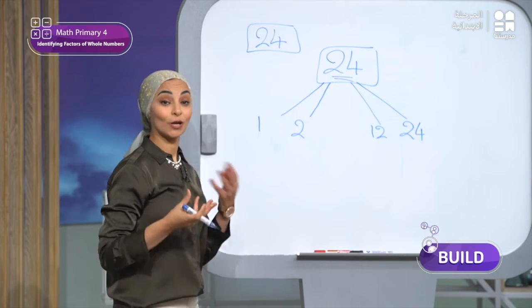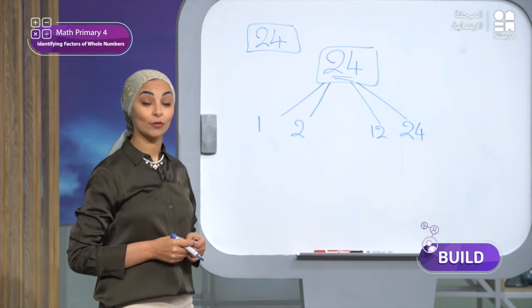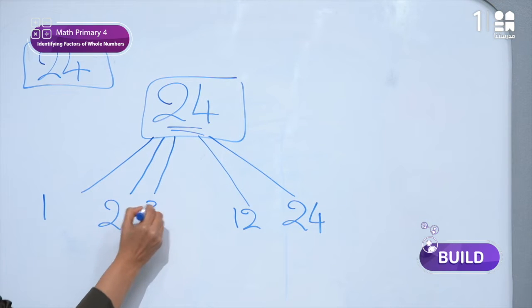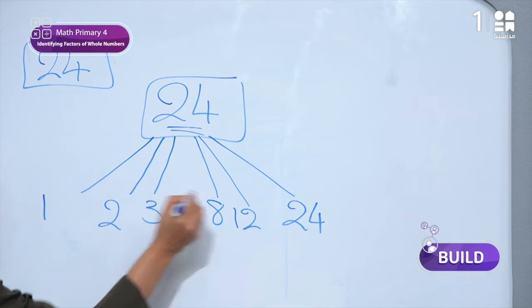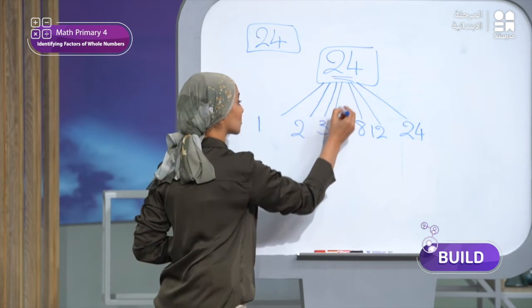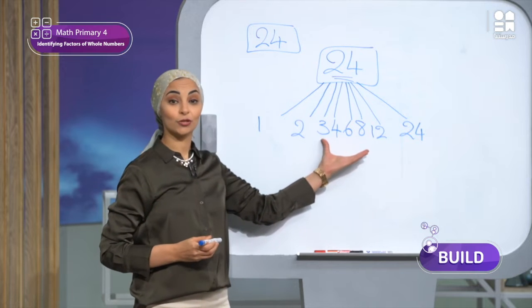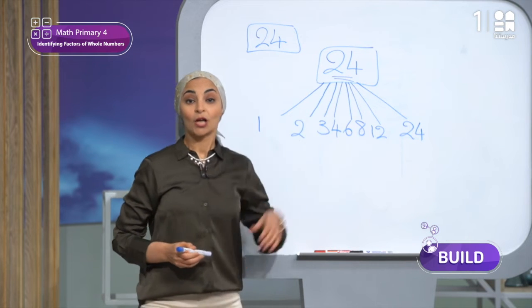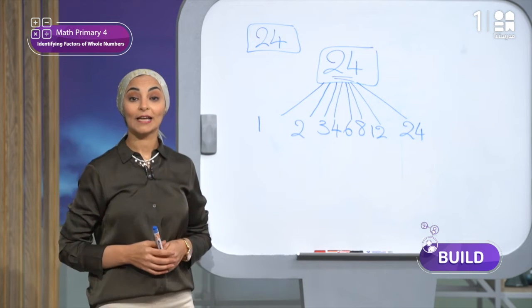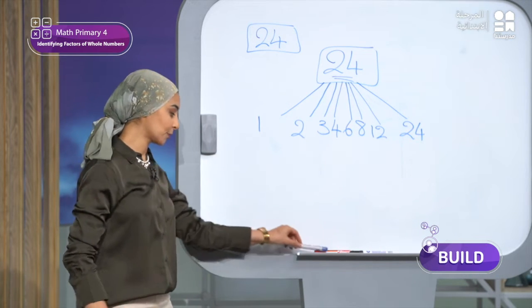طيب what else? ايه two numbers اللي multiplied by each other to give me 24? Yes, 24 is found in table 3. So 3 times 8 also gives me 24. طيب وايه تاني؟ Yes, I know that 24 موجودة في table 4. So 4 times what gives me 24? Yes, 4 times 6 gives me 24. And all of these numbers are factors of 24. To learn more about these factors, let's head to build part in our books on page 234. Let's see it all together.